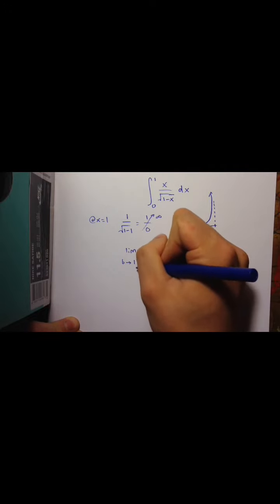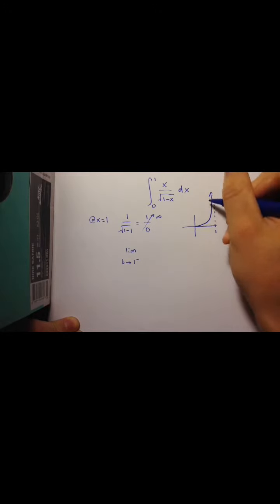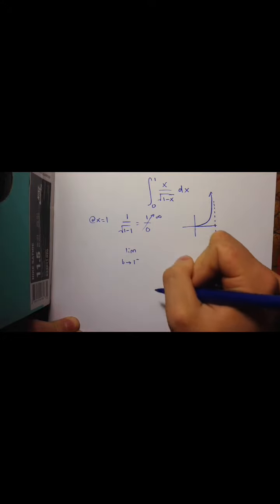And what does this 1 minus mean? Well, that means approaching 1 from the left side. And why do we have to approach it from the left? Well, if we look at the right side of 1, this function is actually not defined after x equals 1. So it wouldn't make sense to approach from the right side, because the function is not defined there. So we have to approach from the left side of 1. So that's what this 1 minus means.